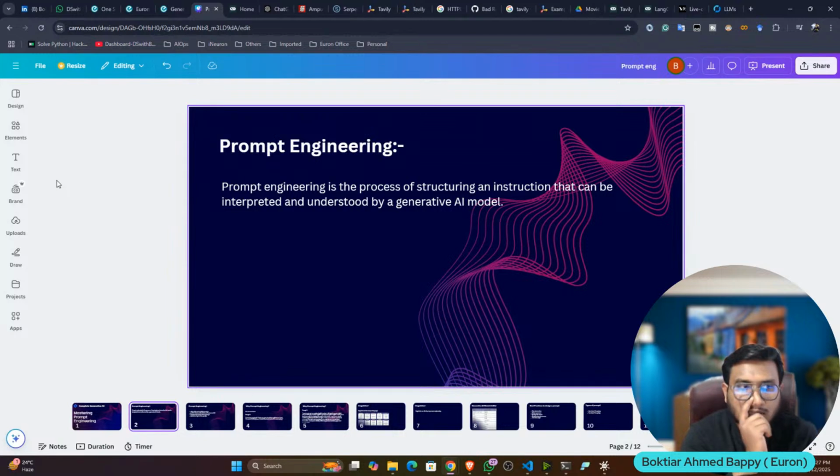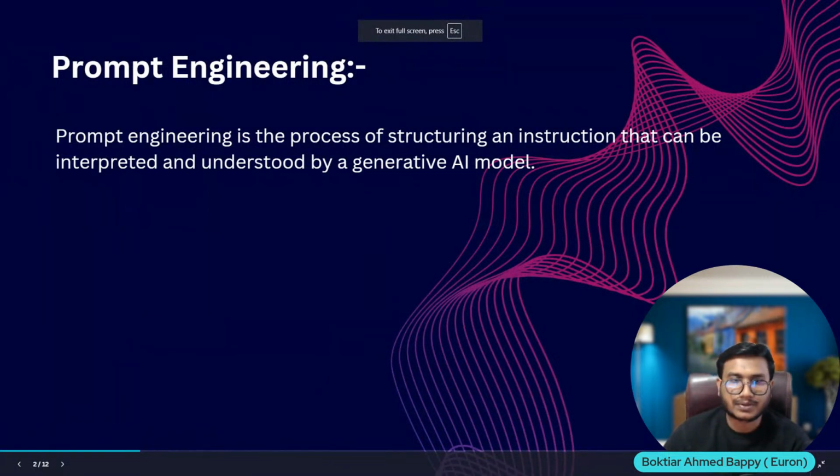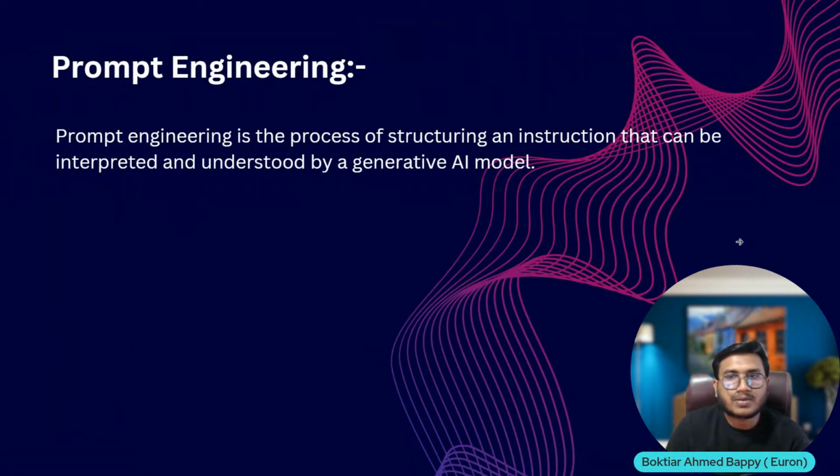So see, what is prompt engineering? Prompt engineering is the process of structuring an instruction that can be interpreted and understood by the generative AI model. Whatever input we usually pass to the LLM, this is a prompt only. To give the prompt, you just need to know some concepts: it should be a clear instruction, and you should specify the format. If you know what is few-shot prompt and what is one-shot prompt, I think that is more than enough.